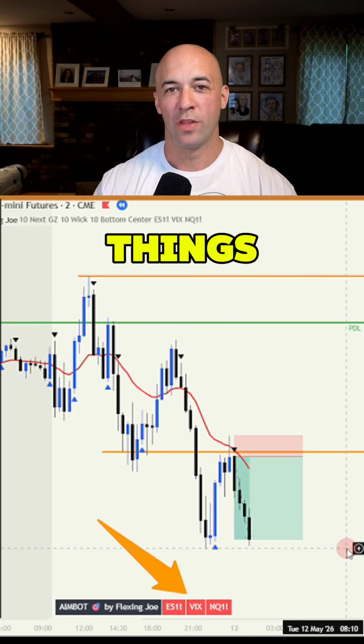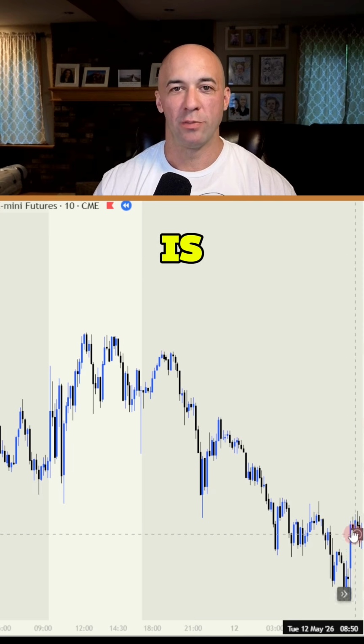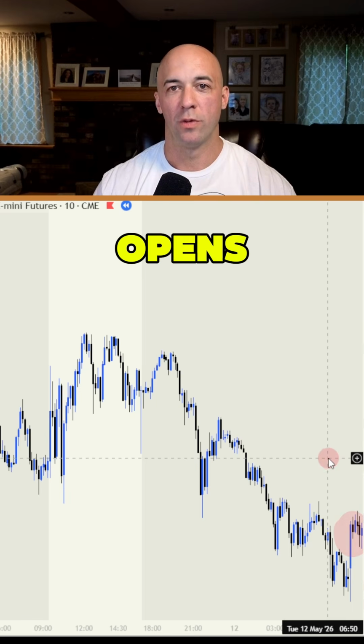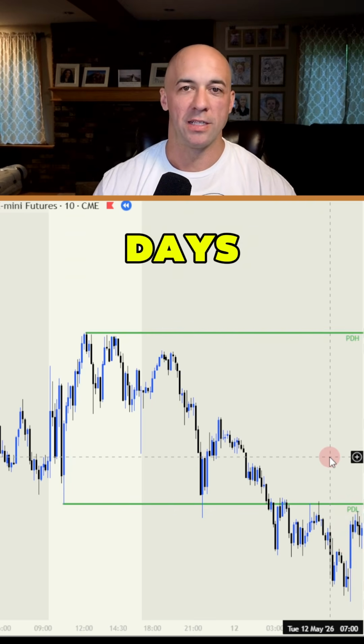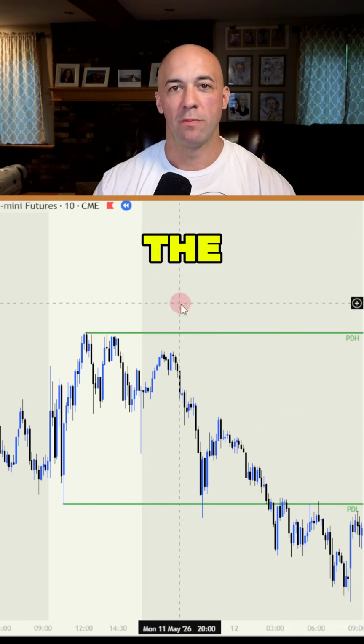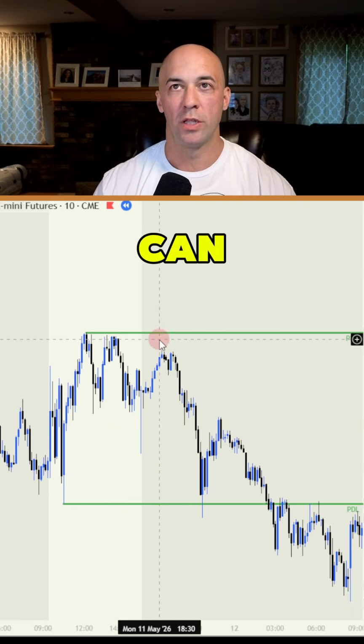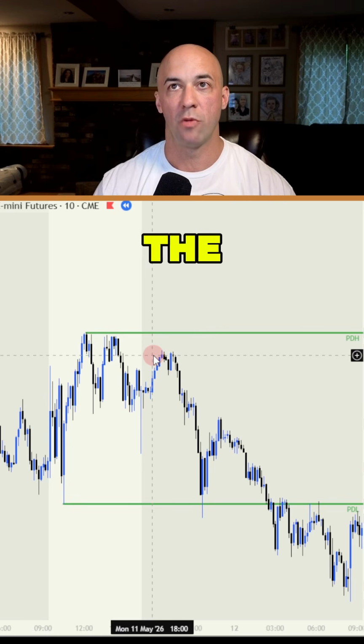One of the most important things about being a successful day trader is being prepared before the market opens. One of the ways you can do that is by marking the previous day's low and the previous day's high levels. This will help you set the bias going into the open because you can look at those two levels and then see what the market's been doing.